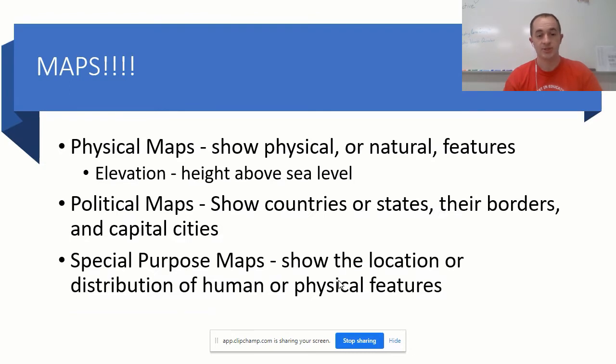Okay, maps. There's 3 types of maps that we talk about. One is physical maps that show features or natural features. And one of those types of features that we may show is elevation, which is the height above or below sea level. And then there's others like political maps, which show countries or states, their borders, and capital cities, and then special purpose maps, which show the location or distribution of human or physical features.